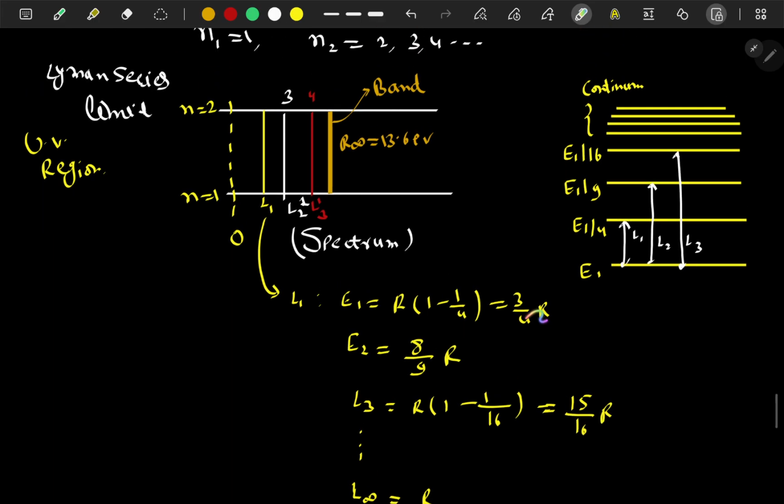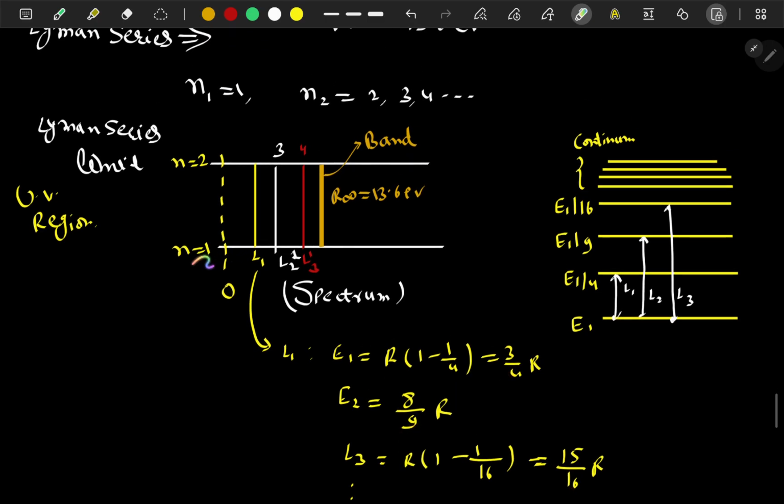So what is happening here? It is increasing as 3 by 4, 8 by 9, and 15 by 16. How can we define it? Suppose this is n equal to 1, this is the n equal to 2 level, and suppose this is n equal to 0. So for Lyman, what will happen? n equal to 2 to 1, and for the second line of Lyman, 3 to 1, 4 to 1, similarly 5 to 1. So when we go to infinity, the levels will bunch together like a bend. Why will it go like a bend-like structure?